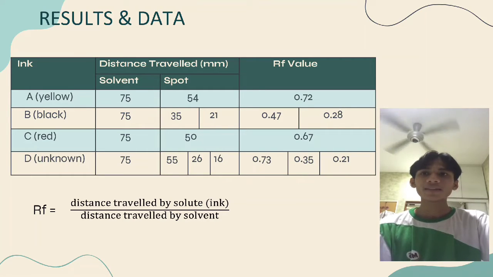The RF value can be calculated using the formula: distance travelled by solute, or in this case ink, over distance travelled by solvent, which is sodium hydrogen carbonate. As we can see in the table, there are some separated parts of values for the distance travelled and the RF value for the same ink. For example, the RF value of ink B is separated into two parts. This indicates that there are molecules that were separated from each other, and then we can obtain different data from the same ink, which is ink B.